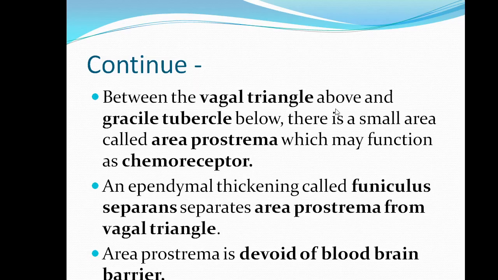Between the vagal triangle above and the gracile tubercle below, there is a small area called the area postrema, which may function as a chemoreceptor. An ependymal thickening called the funiculus separans separates the area postrema from the vagal triangle. The area postrema is devoid of blood-brain barrier.